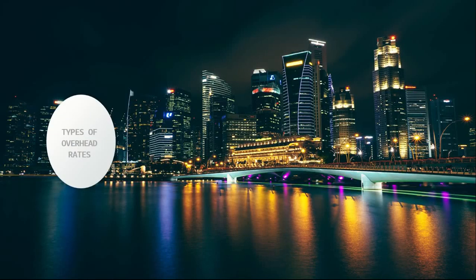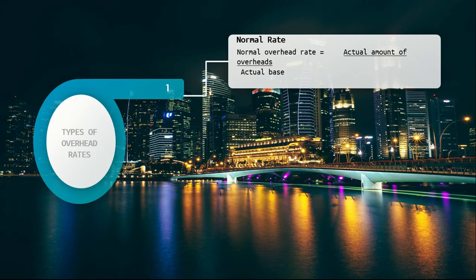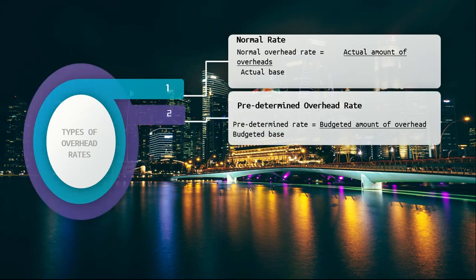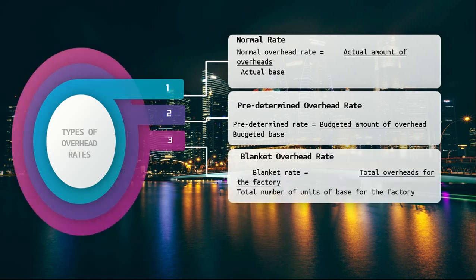Types of overhead rates. 1. Normal rate. Normal overhead rate equals actual amount of overheads divided by actual base. 2. Predetermined overhead rate. Predetermined rate equals budgeted amount of overhead divided by budgeted base.